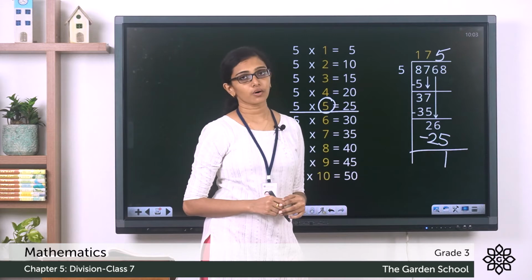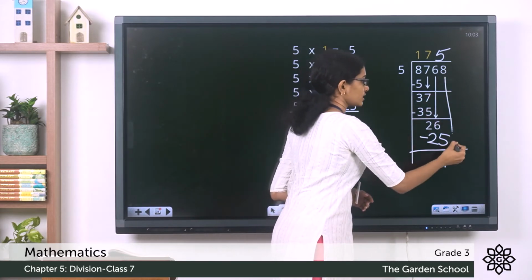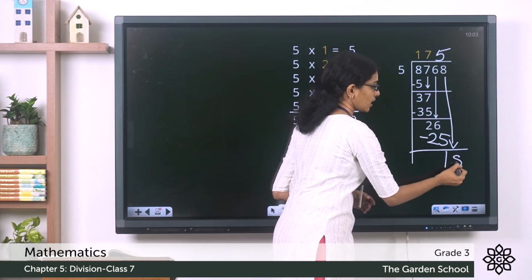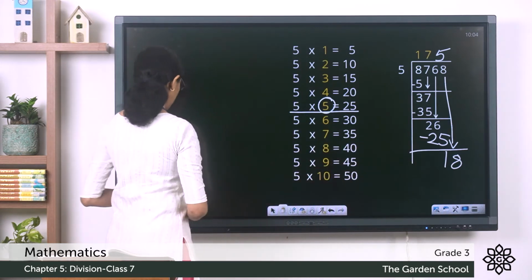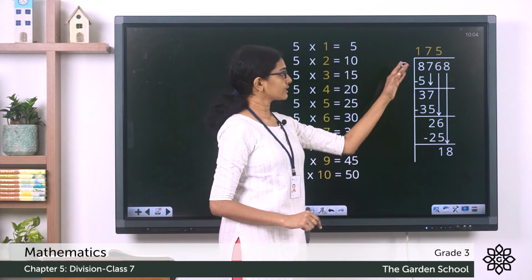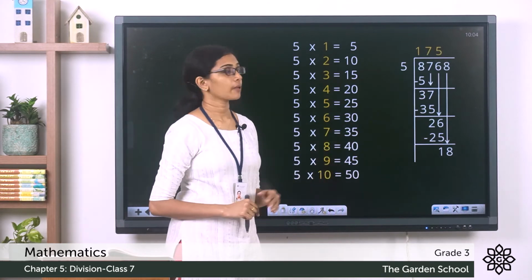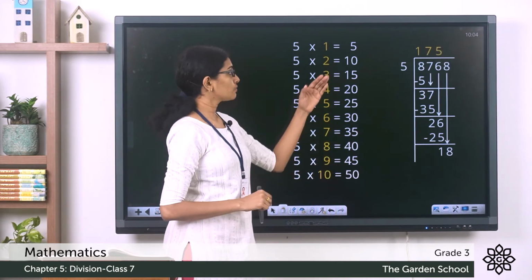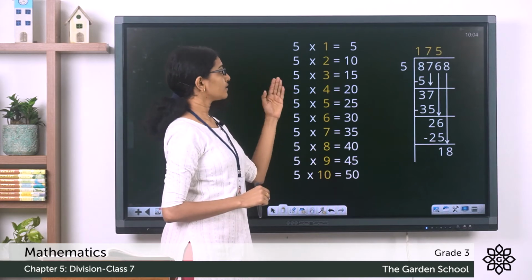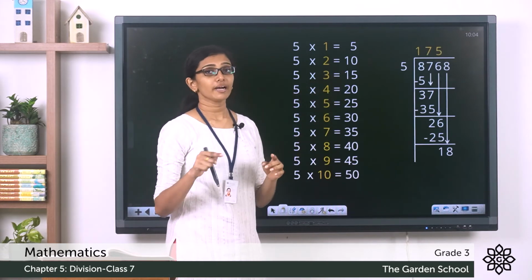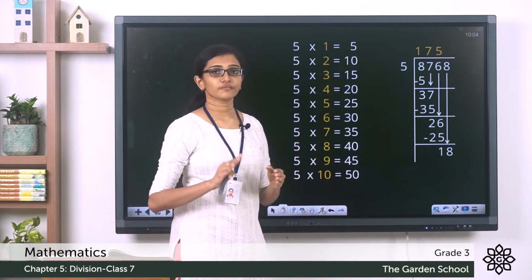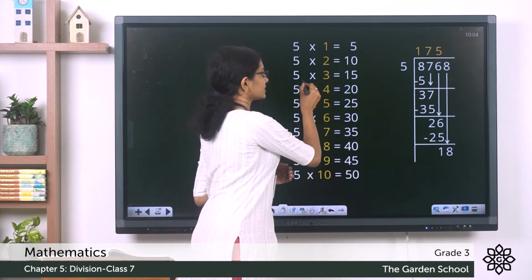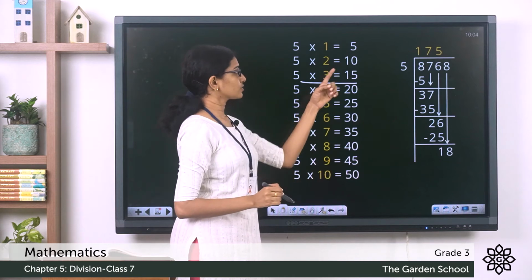Then there is one more digit to bring down, which is the digit 8. So let's bring it down, and now we have the number 18 here. We have to do 18 divided by 5. And what is 18 divided by 5? From the table of 5, we get 5 threes are 15. But 5 fours will be 20. So taking 5 threes equal to 15 is enough. So let's take this one and write this 3 there.